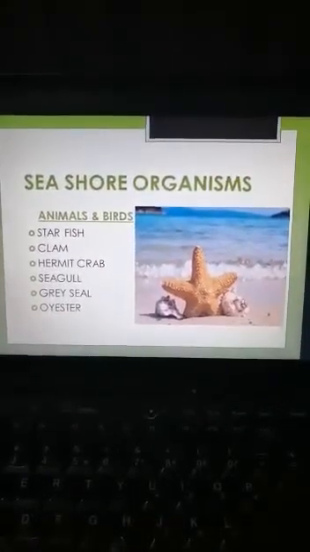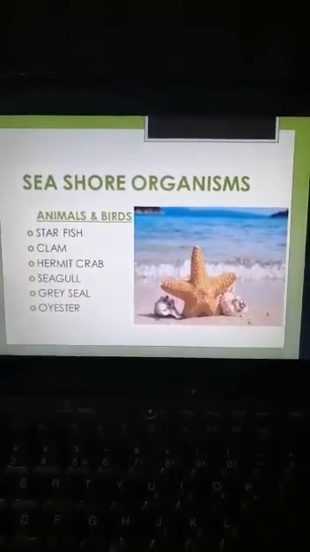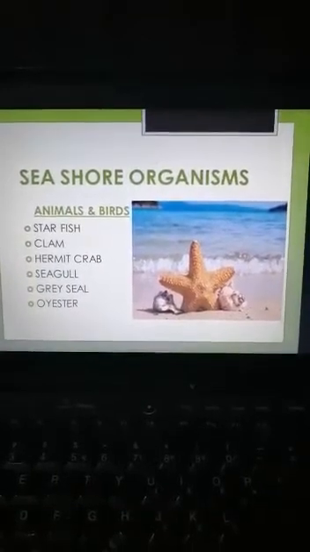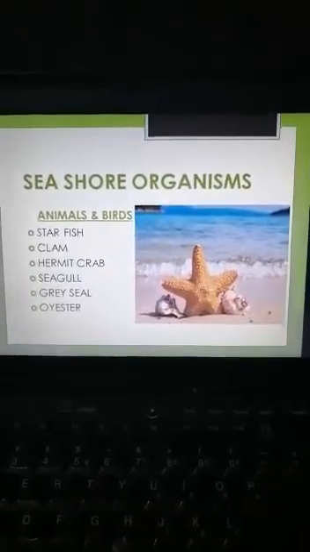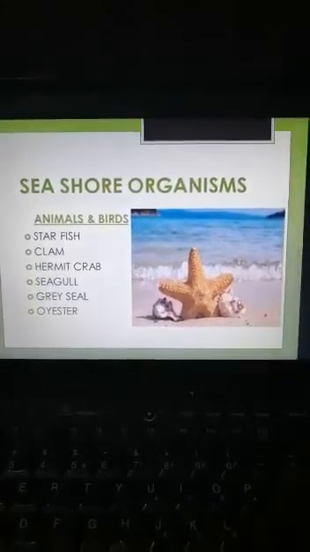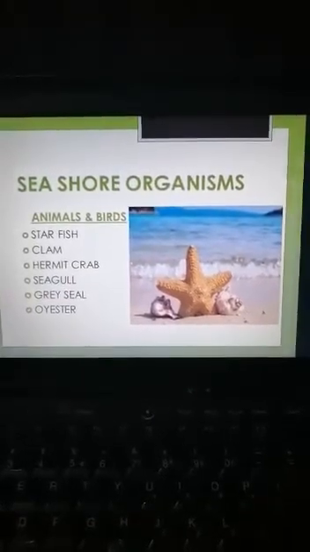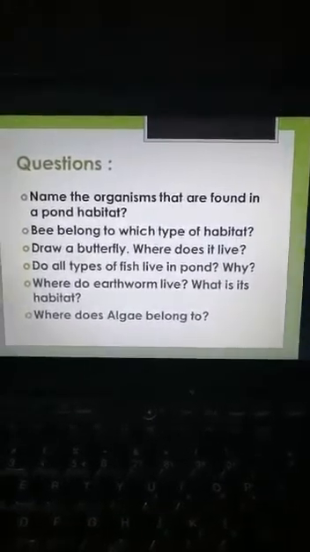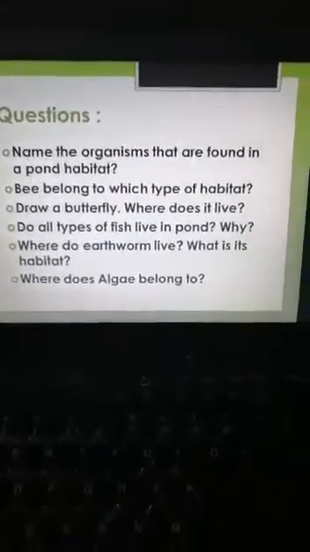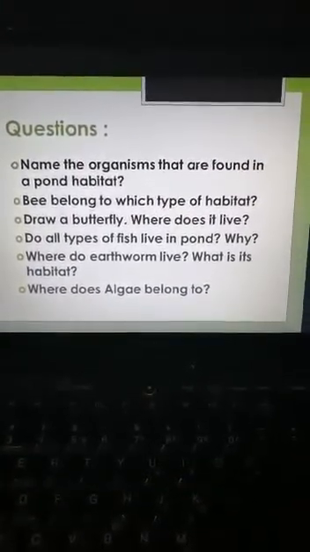Seashore organisms include starfish, clam, hermit crab, seagull, grey seal, and oysters. Starfish, clam, hermit crab, and seagulls are found only next to the seashores. They are not present in commonly found rivers or ponds. Now, my dear students, a question included in your assignment 3 is: name the organisms that are found in a pond habitat.